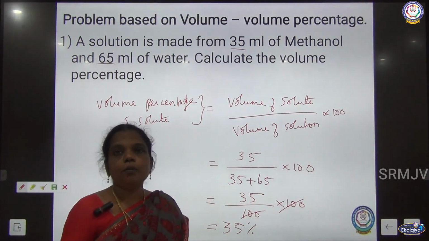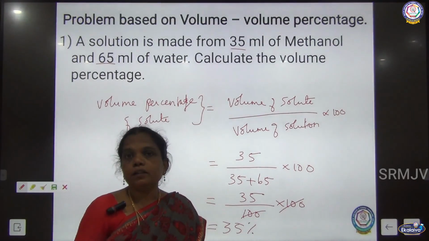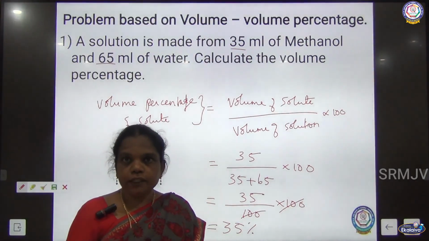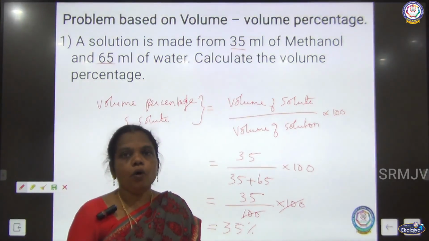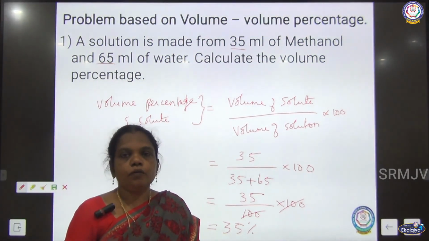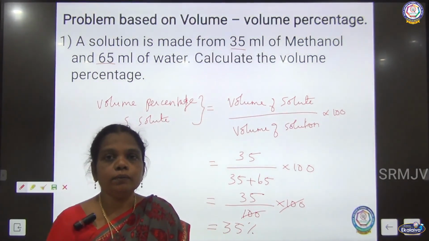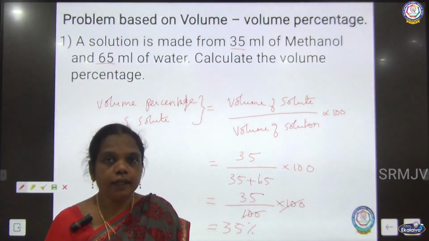So these are all about the problems based on the solubility as well as mass percentage and volume percentage. So first you have to go through the problem and then you have to start the calculation.